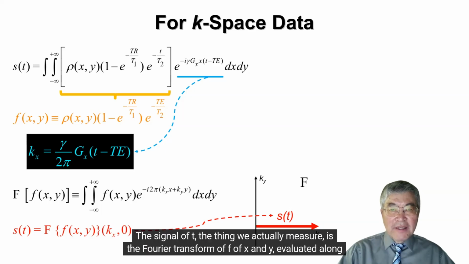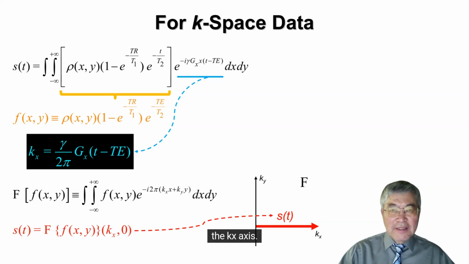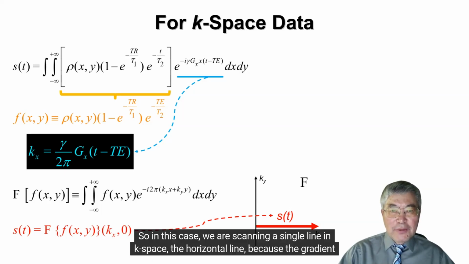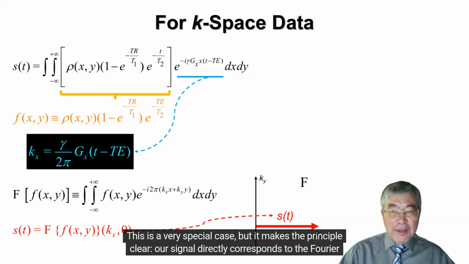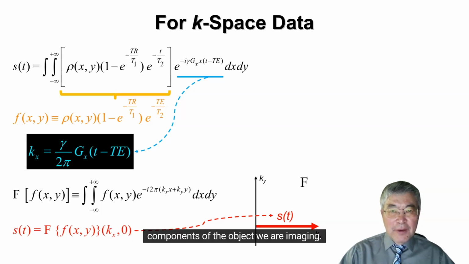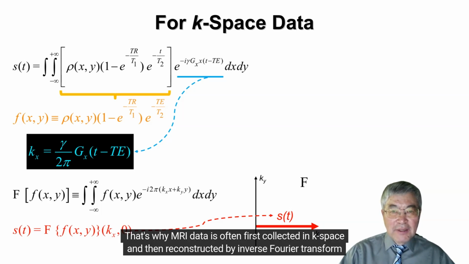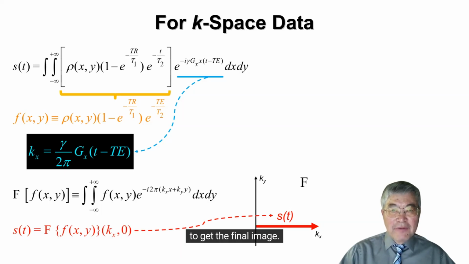The signal of t, the thing we actually measure, is the Fourier transform of f of x and y, evaluated along the kx axis. So in this case, we are scanning a single line in k-space, the horizontal line, because the gradient field is only along x. This is a very special case, but it makes the principle clear. Our signal directly corresponds to the Fourier components of the object we are imaging. That's why MRI data is often first collected in K-space and then reconstructed by inverse Fourier transform to get the final image.